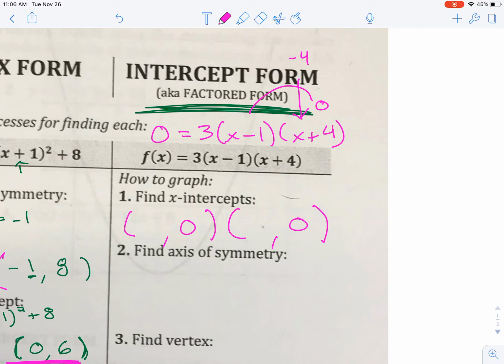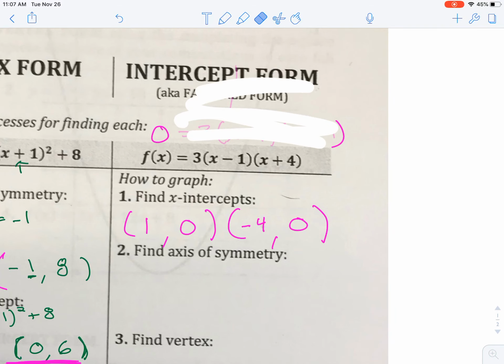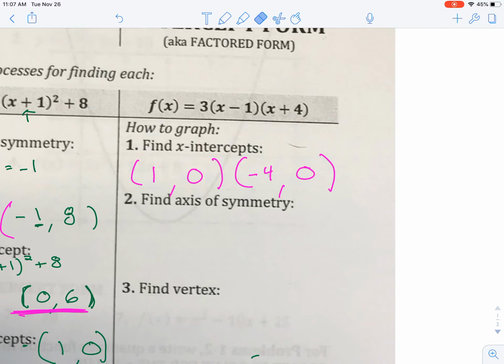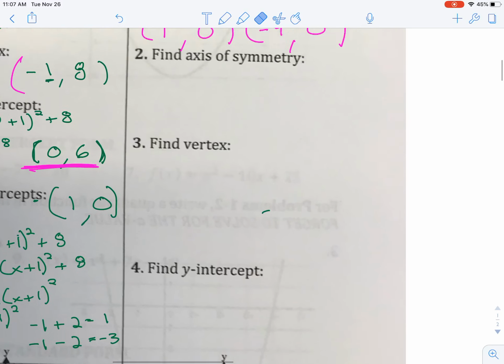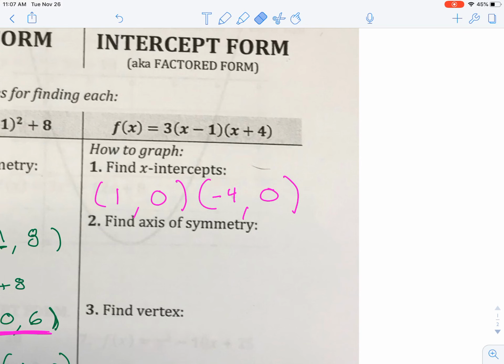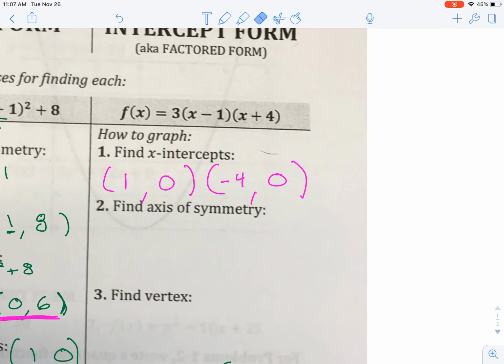And whatever I multiply by here is going to equal 0. Because anything times 0 is 0. So I know one of them is negative 4. And then what would give me 0 here? That would be 1. So those are my x-intercepts. So x-intercepts are the easiest thing to spot when you're doing it out of factored form. Axis of symmetry, find the vertex, find the y-intercept. All that stuff is going to be a little bit harder out of factored form, but still not impossible.